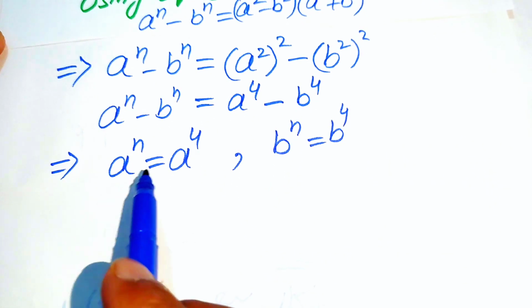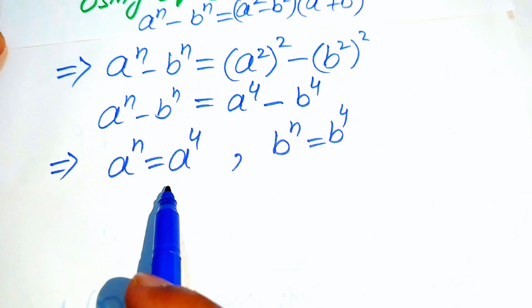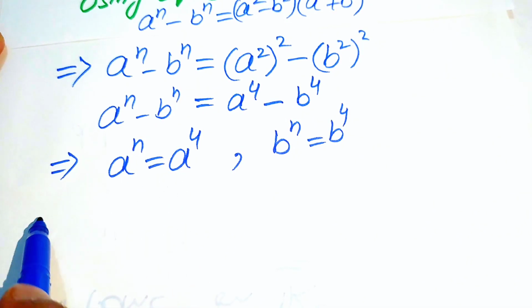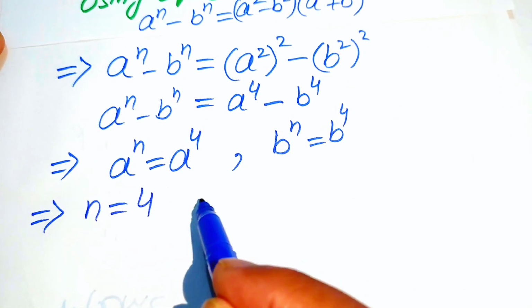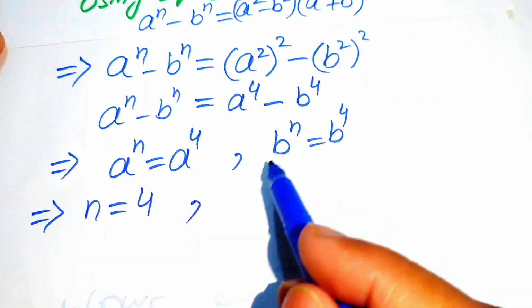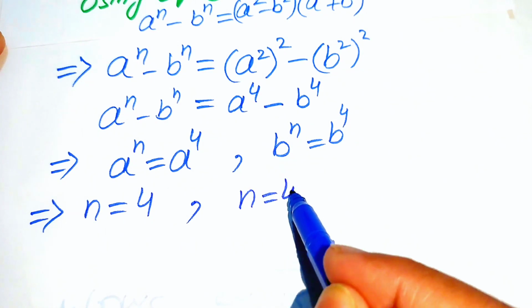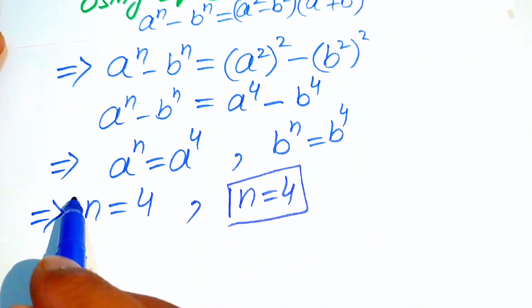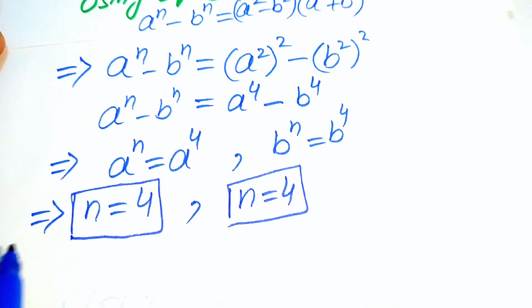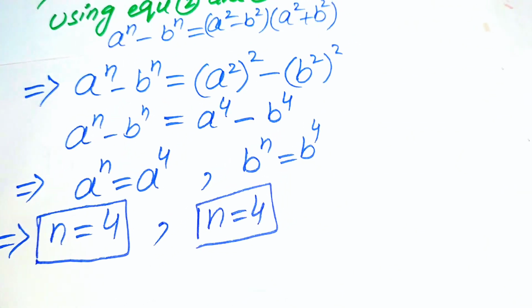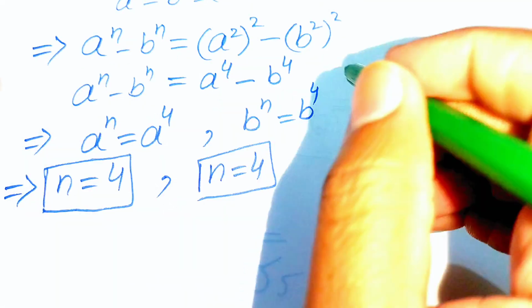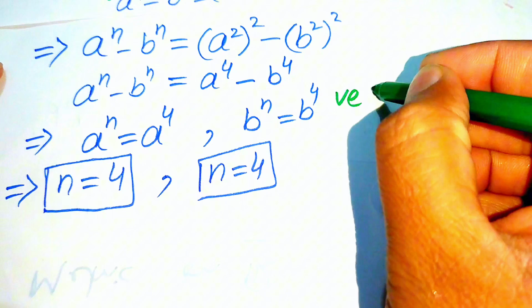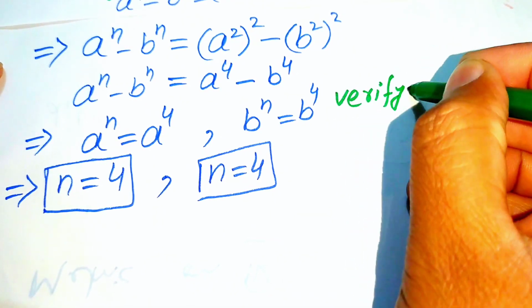Here we see that the bases on both sides are the same, so we equate the exponents. So we get n equals 4, and in this case we compare and get n equals 4 as well. In both cases we get the value of n equals 4. This is the final value of n, and now we verify it.